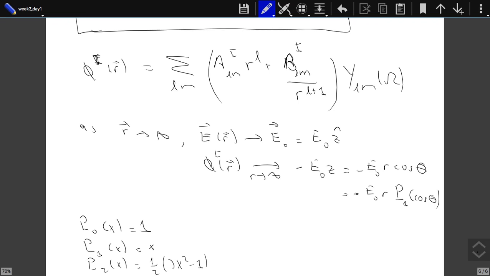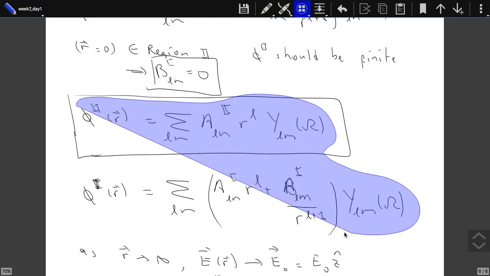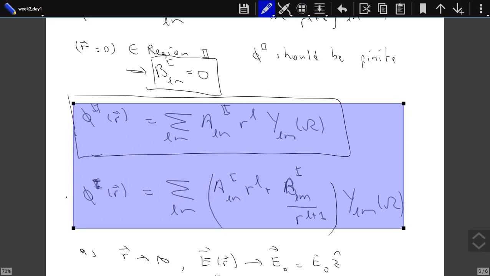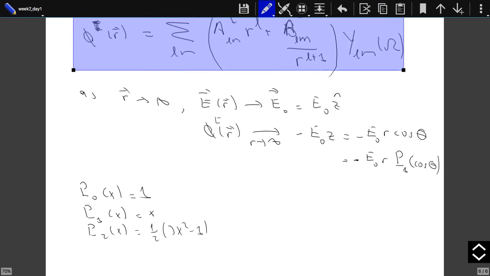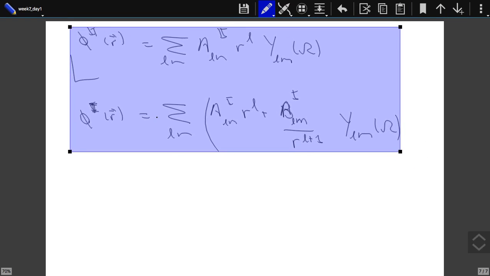Remember, P0 of x is equal to 1. P1 of x is equal to x. P2 of x is equal to, the definition is 1 over 2, 3x squared minus 1. So this is the limit of my potential.